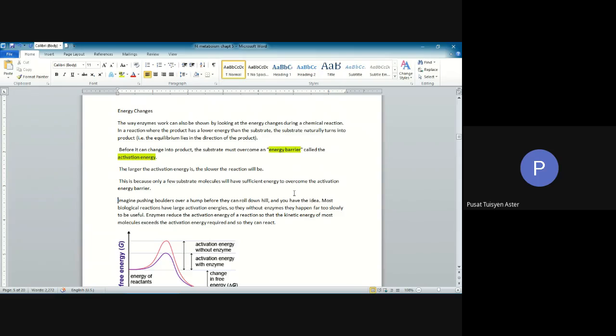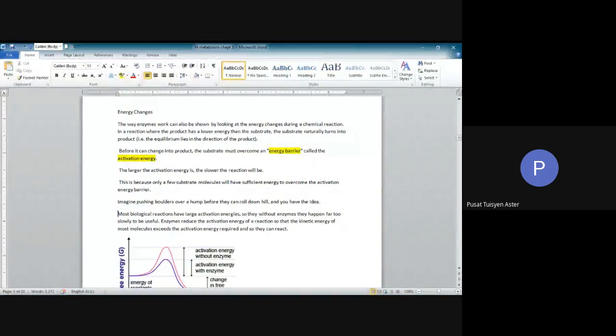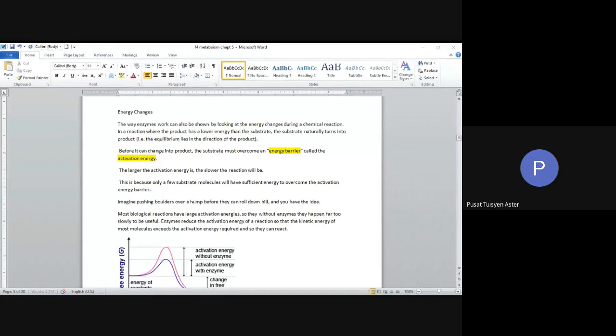For example, if you want to push a very big boulder, it will take a long time and a lot of energy to push it down the hill. But with the use of an enzyme, for example, many more people help and support you to push the boulder. What will happen? It's easier for you to push the boulder, right? Exactly. Enzymes reduce the activation energy. Enzymes reduce the time and the amount of energy you need to push the rock, so that the kinetic energy of most molecules exceeds the activation energy required, and they can react.